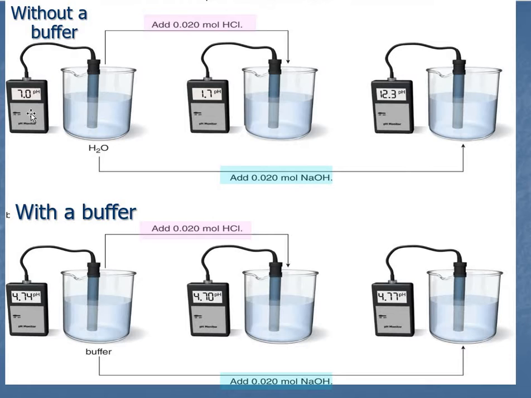So without a buffer, if we add the same amount of acid, you can see the pH goes from 7 to 1.7, or if we add a specific amount of base, it goes up to 12.3. But with a buffer, we can keep it really maintained about the same, 4.7. That's important because when we eat really acidic things or really basic things, we don't want our body to all of a sudden swing to very acid or very base, because then it would kill our cells. So we've got to have buffers, and we actually have 3 buffers in our blood.